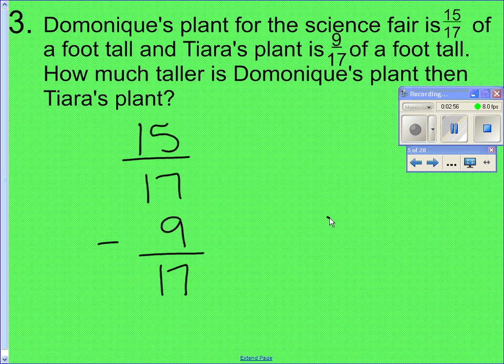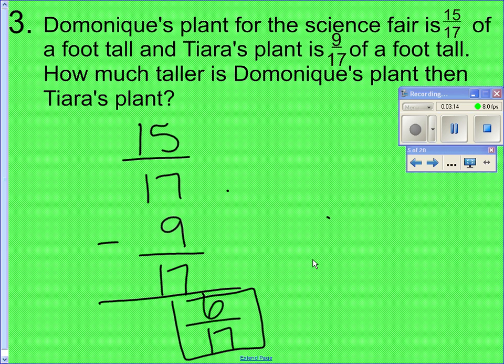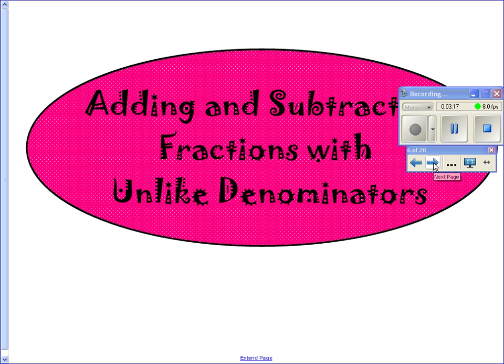15 minus 9 is what? Well, 15 minus 9 is 8. Sorry, long day. 15 minus 9 is 6. Keep the denominator of 17. 6/17 is the answer. Okay.